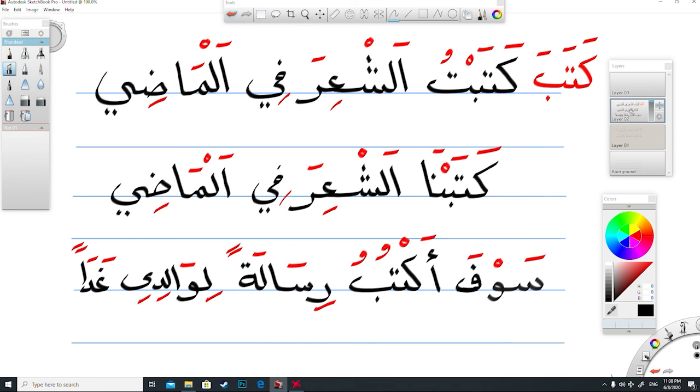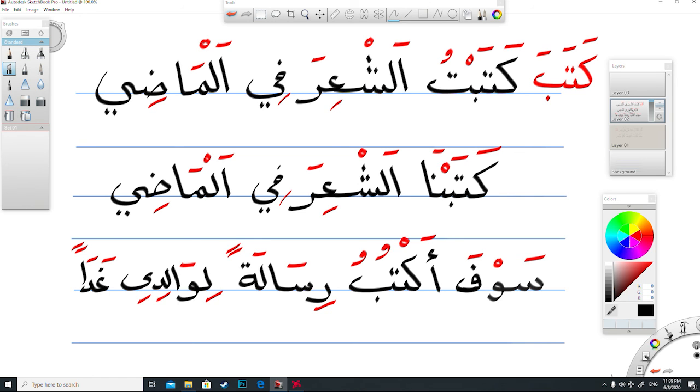سوف أكتب رسالة لوالدي غدا, which means I will write a letter to my dad tomorrow. I will write a letter to my dad tomorrow. سوف أكتب رسالة لوالدي غدا.